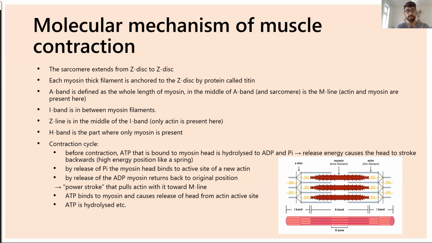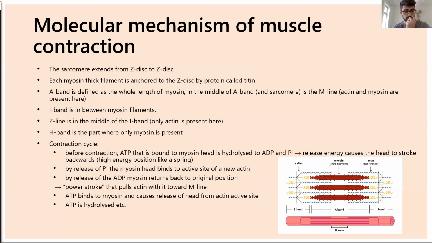On our sarcomere scheme, you can see that there is an A band at the bottom of the scheme. So A band is the entire length of myosin. In the middle of the A band, or the sarcomere, we have the M line. I band is in between the myosin filaments, sorry. The Z line is the middle of the I band, as you can see. And these are just pretty abstract, but important to memorize. And finally, the H zone or H band is the part where we only have myosin present, because as you can see from the scheme, every other zone contains overlapping of myosin and actin.